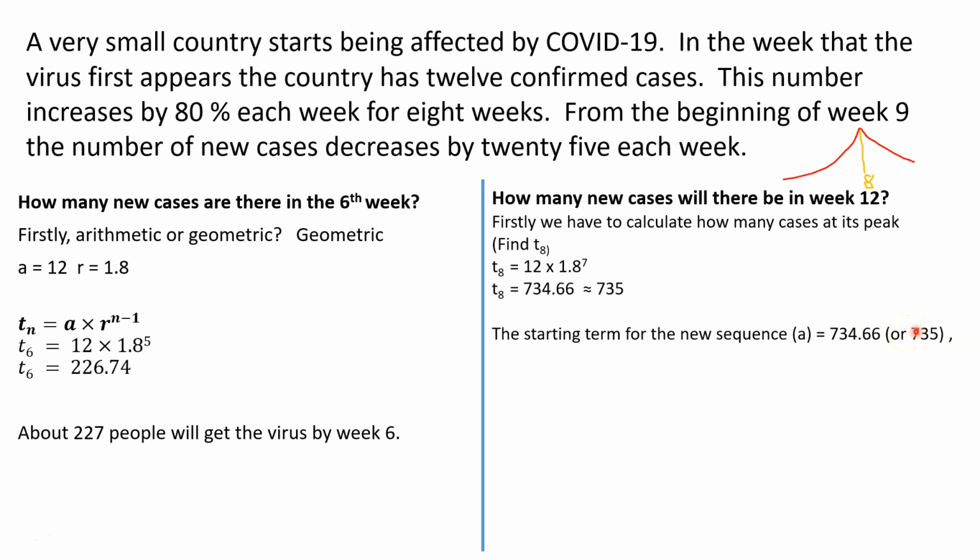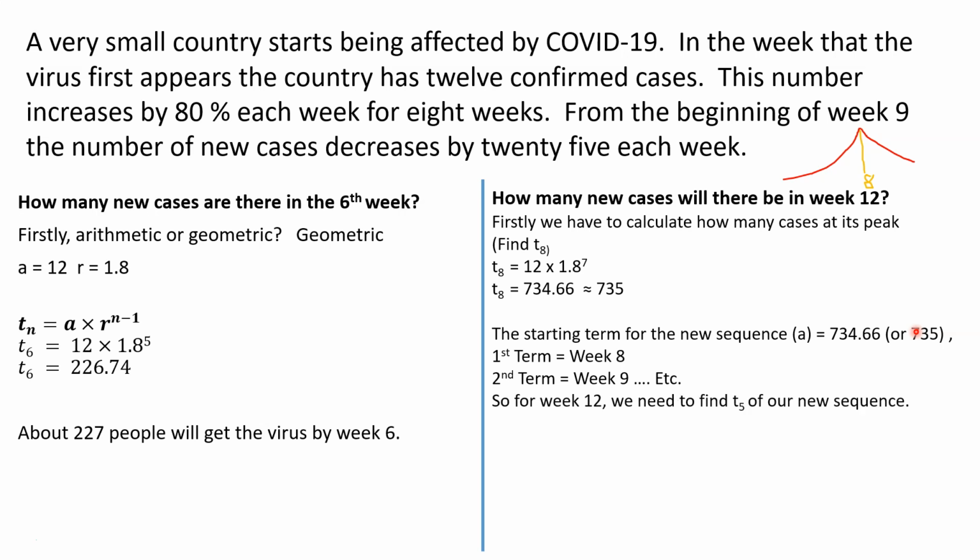Now in terms of what term we need to find week 12, it's actually quite important to think about, because our first term is week 8, our second term is week 9, and that carries on, which means our 12th week is going to be T5. I often find it helpful to count up on your fingers, going 1, 8, 2, 9, and just counting them on your fingers. So week 12 is T5.